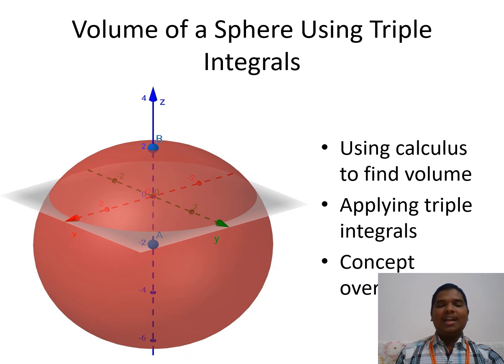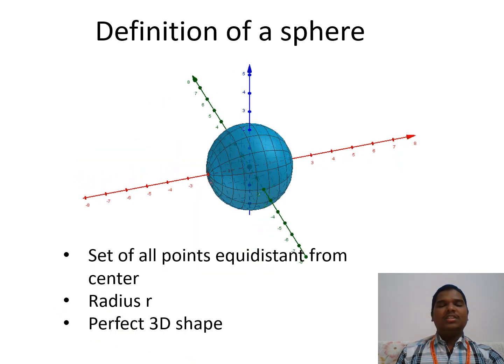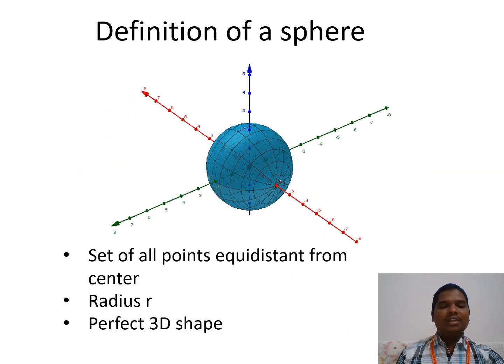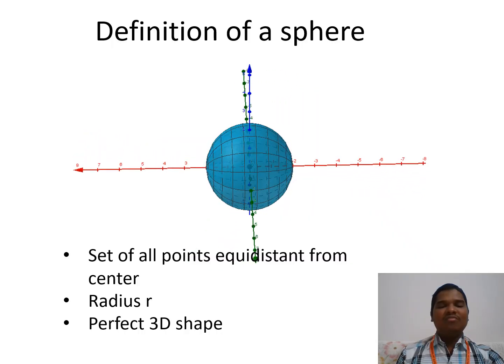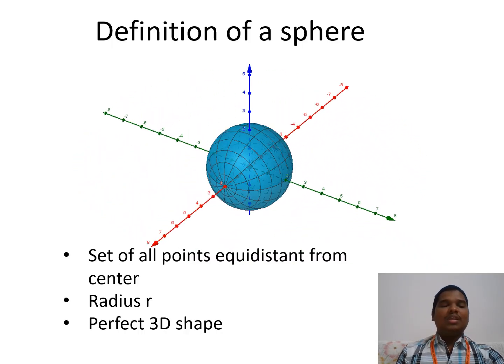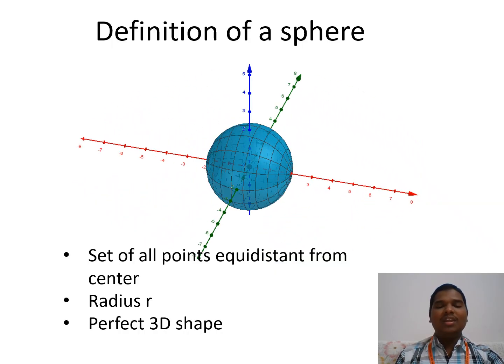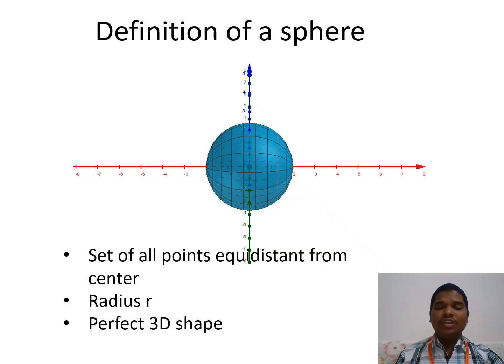First, let us clearly understand what a sphere is. A sphere is defined as the set of all points that are equidistant from a fixed point called the center. The constant distance from the center to any point on the surface is known as the radius r. It is denoted with small r. A sphere is a perfect three-dimensional shape, meaning it looks the same from every direction. Because of this perfect symmetry, special coordinate systems are very useful.